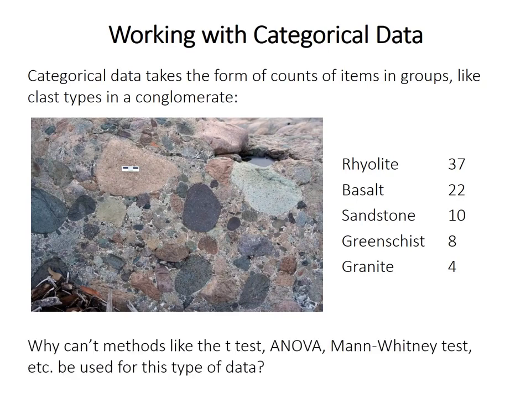So why can't we just use a t-test to determine if there's more rhyolite in this conglomerate than in another conglomerate? Well, the first problem is that we only have a single value. We know there's 37 rhyolites, but we don't have a mean or a standard deviation. We don't know how variable the rhyolite count might be. We could presumably visit a whole bunch of locations and count 100 different rocks at each, but that would be extremely impractical. It'd take forever to do that.